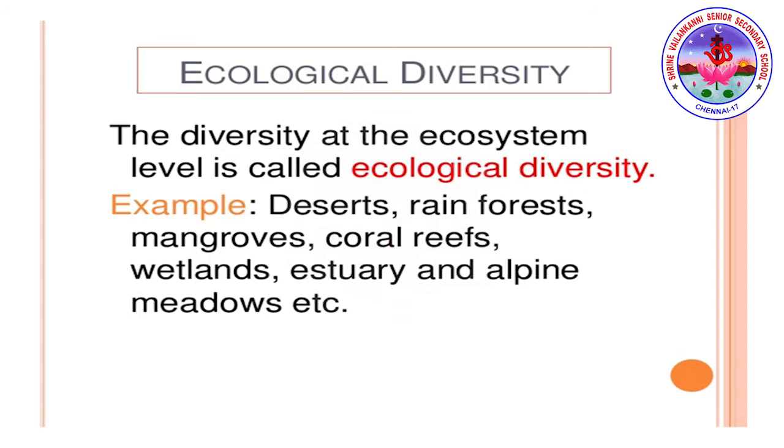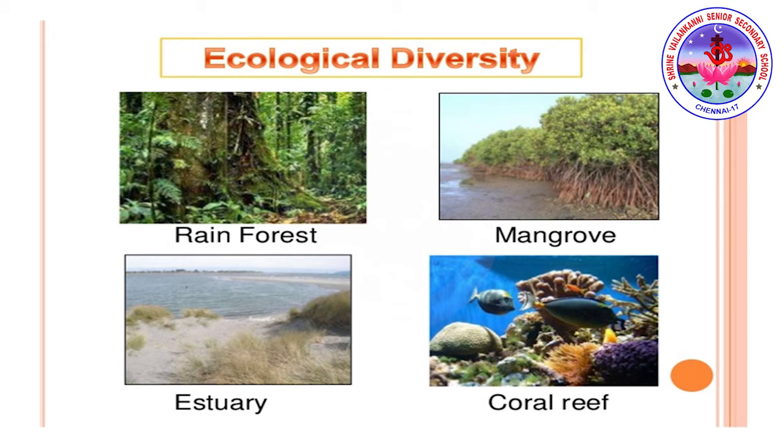Ecological diversity. What is ecological diversity? Desert, rainforest, mangrove, coral reef, wetland, estuaries and alpine meadow are the types of ecological diversity. So the diversity at the ecosystem level is called ecological diversity. Here in this picture you can study the ecological diversity. Examples are rainforest, mangrove, estuary, coral reef.